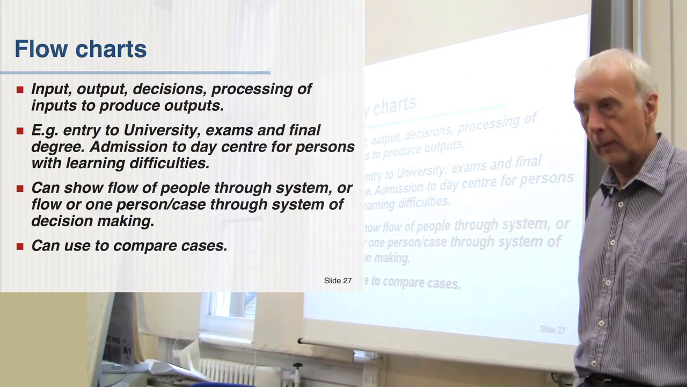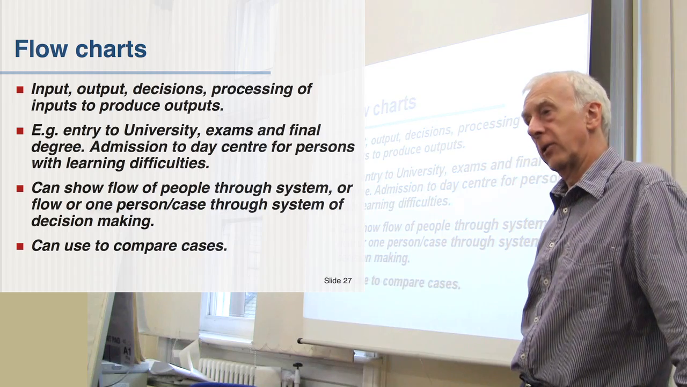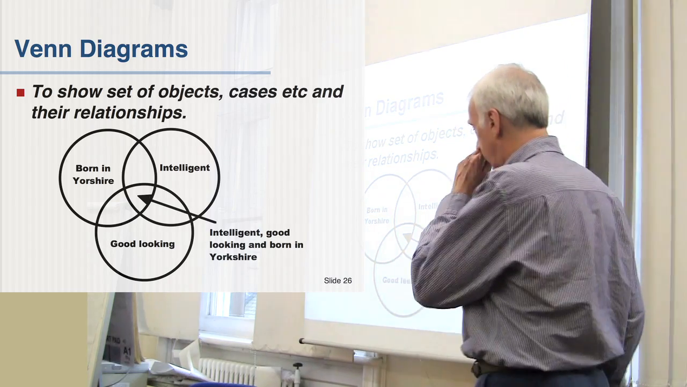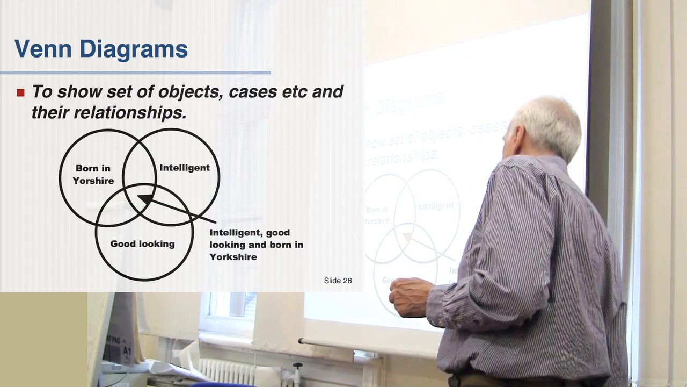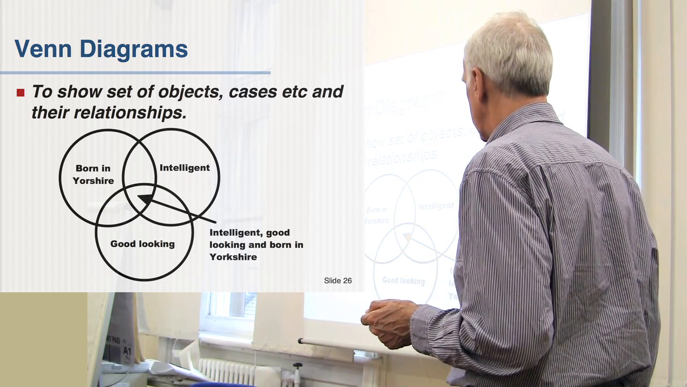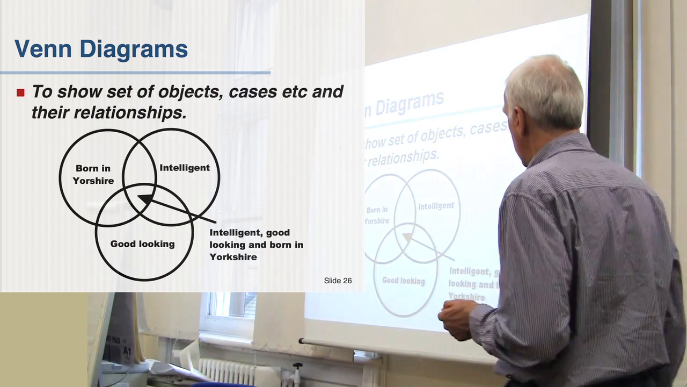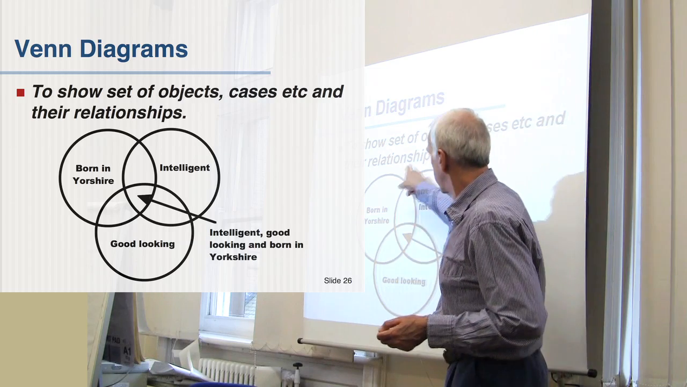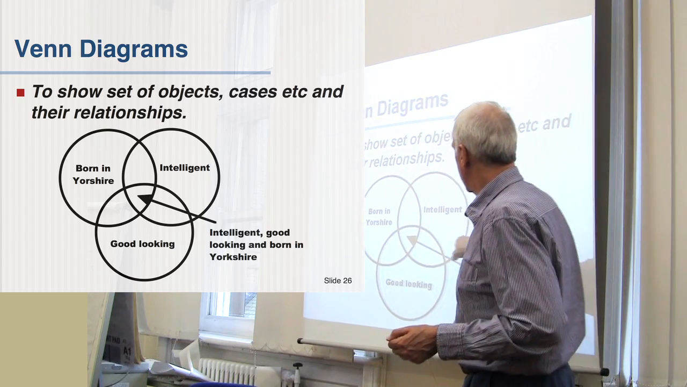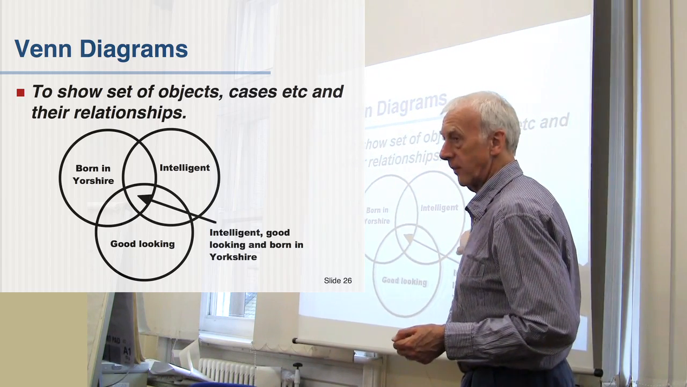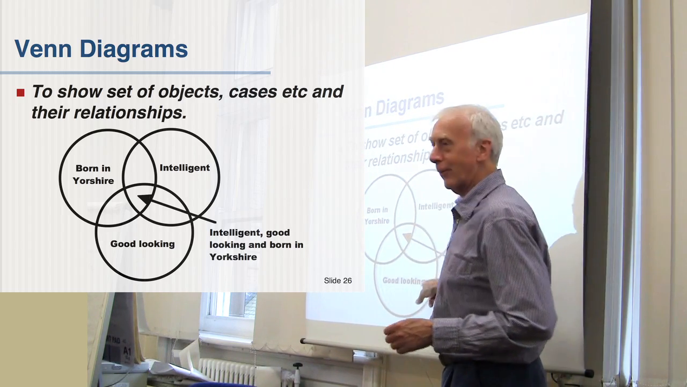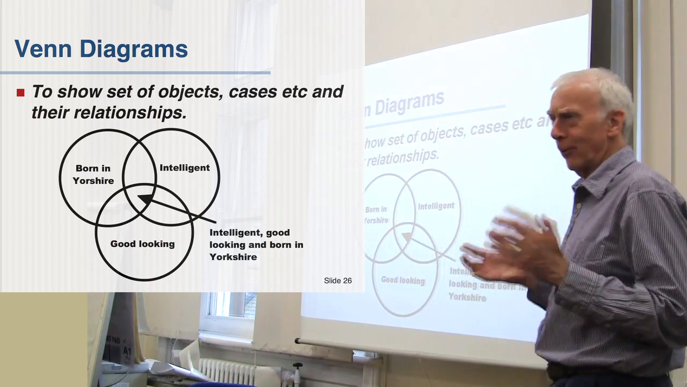No. You can have any number you like. It just gets more complicated to show them all. But sometimes that's real life. And if I go back to that, there might be another category here, and that might be it's got a degree. Okay. Well, you might expect that to overlap with intelligence. And perhaps born in Yorkshire, but not so much the good looking. And there might just overlap the good looking. So maybe it comes here, like that. In which case, it's quite clear you've got intelligent with degree, born in Yorkshire with degree, but they're not very good looking. So you know, people with degrees are all, you know, ugly.